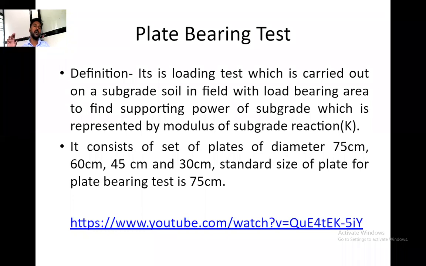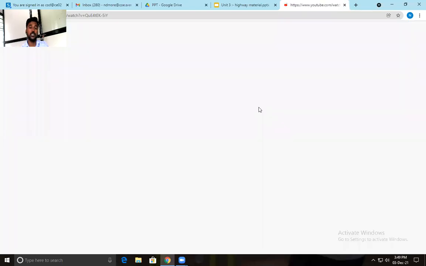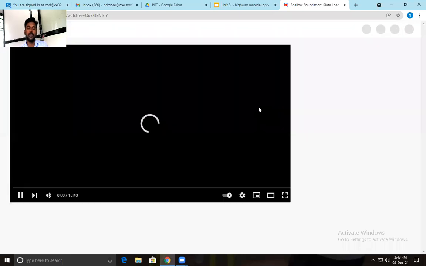There are different sizes of plates available in the market. 75 centimeter diameter means circular plates. 60 centimeter diameter, 45 and 30 centimeter. Mostly we use the 75 centimeter plate. How the test is carried out, we will see in one video, so a clearly pictured idea will be there from this video.